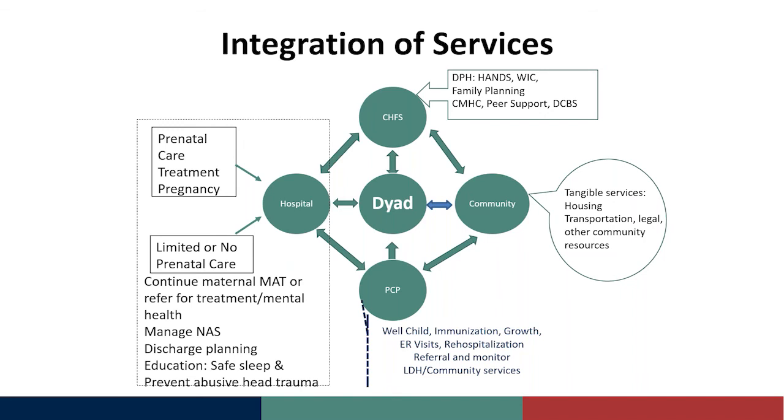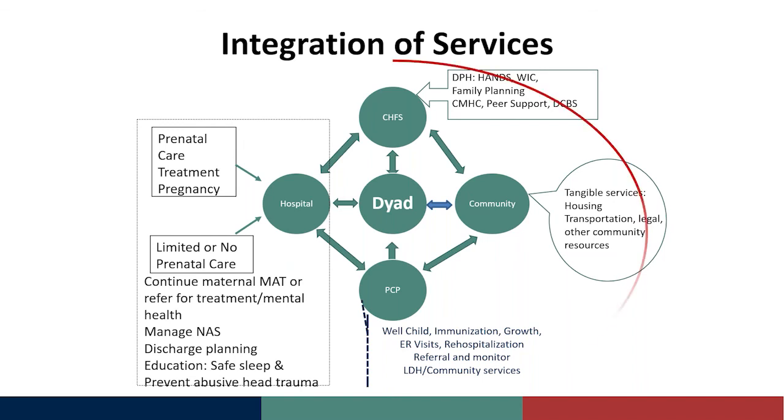They are not our enemies. They are helping us promote the well-being of children, especially those that are at highest risk. And then in the community, they're going to need tangible services, housing, transportation, legal help, and other community resources.